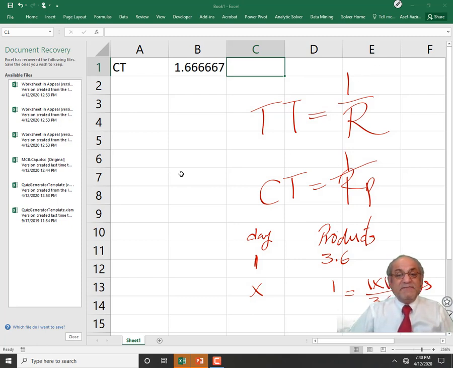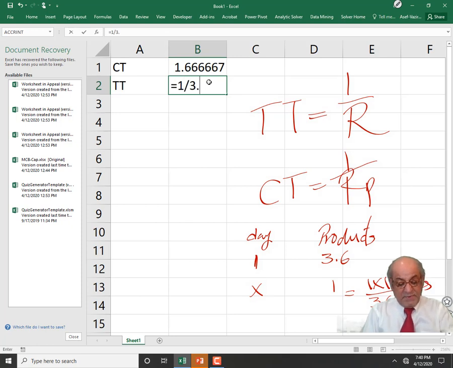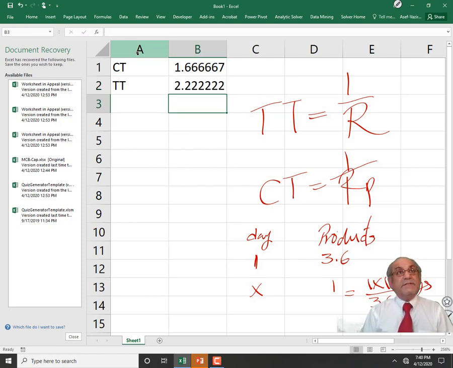Here, in this specific example, takt time is equal to 1 divided by 3.6. That is this many days. If I multiply this by 8, then that is takt.